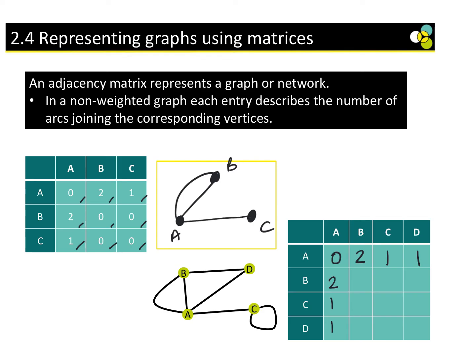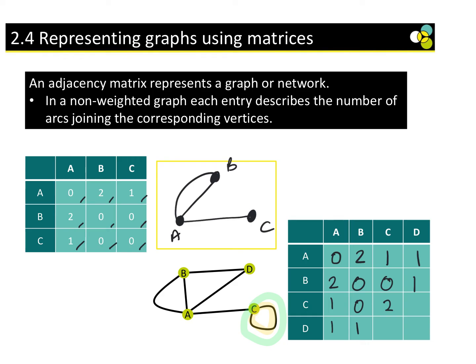Okay. From B to B, 0. B to C, 0. B to D, 1. Okay, and again, I know that's symmetrical here. C to C, okay, there are 2. 1 here, 1 here. Because I can start here and come back round, or I can start here and come back round.